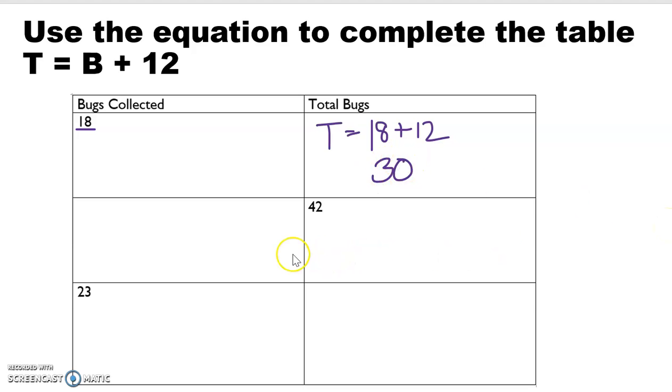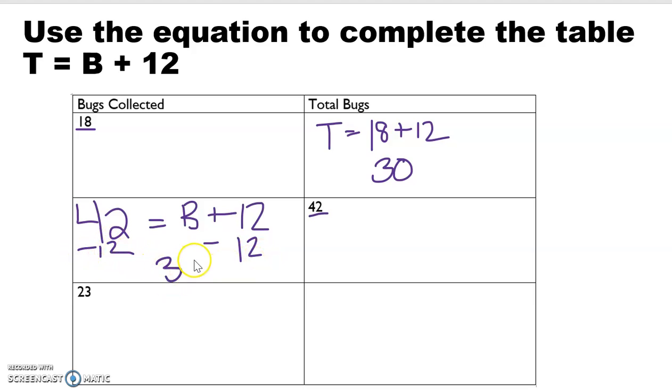My next set of numbers in the table, 42, represents the total. So that's going to be written in place of the T. So 42 equals something plus 12. And I want to know what this B equals for bugs collected. So I would subtract 12 from both sides, and here B is 30. Last one, looking up above, 23 is going to be replaced with the B, so total is equal to 23 plus 12, which will give me 35.